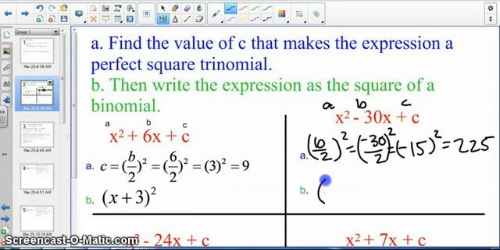Then to write my square of a binomial, half of negative 30 was negative 15. This is going to be very important to figure out for completing the square.